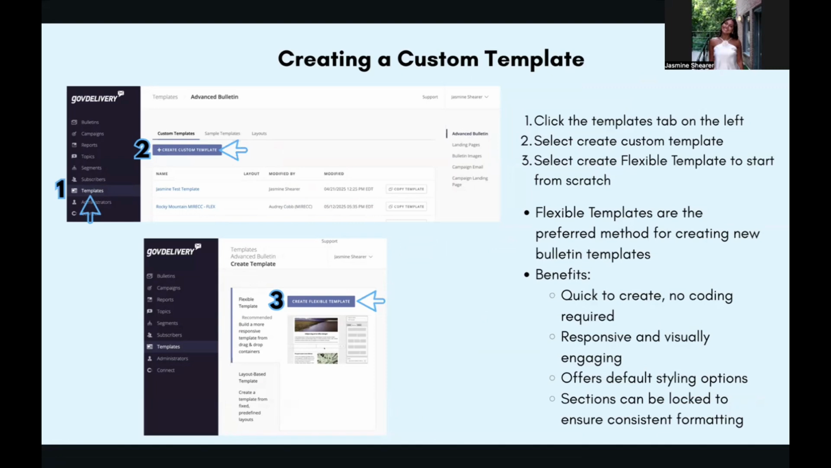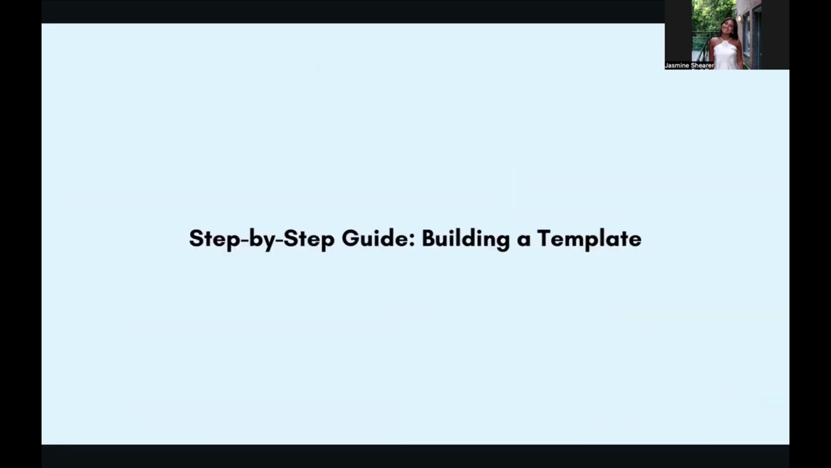So first, we're going to start by clicking the Templates tab on the left and creating a custom template. Next, it'll take you to the screen where you will begin, where you will be given the option to create a flexible template. A flexible template is the preferred method for creating new bulletin templates. They offer a quick turnaround time for creating responsive, eye-catching bulletins with no coding knowledge required. It offers default styling options and the ability to lock sections from editing, which ensures a uniform appearance for your bulletin. So now let's switch over to govDelivery and get started on building our custom template for an advanced bulletin.